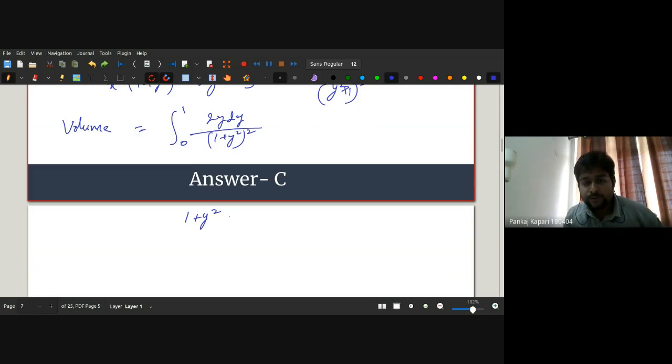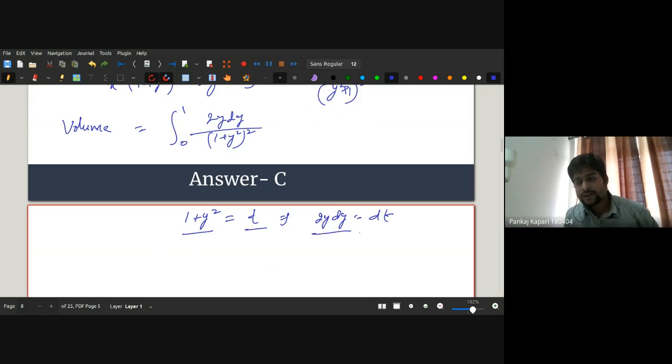That means if you put 1 plus y square equal to some another variable, let's say t, and then you differentiate both sides, then you get, using chain rule, that 2y dy is equal to dt. Okay, that means you can replace 1 plus y square by t, and 2y dy by dt. In the process of this change of variable, you have to also find what are the new limits of this integration, right?